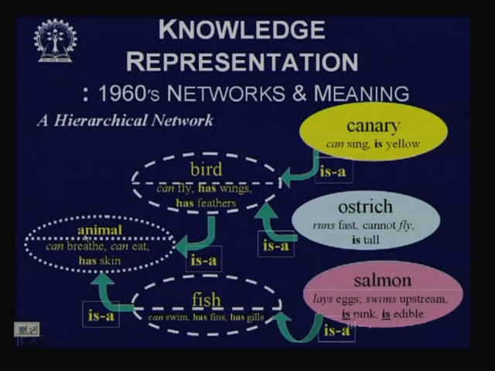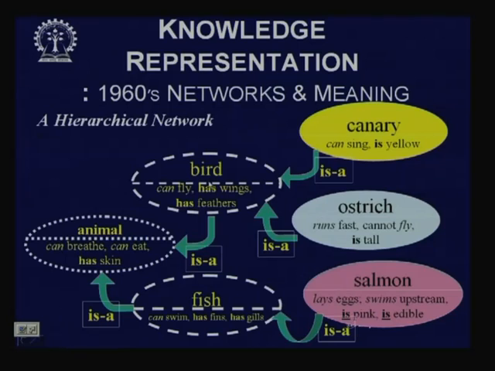Now look at these parts. This concept animal is associated with some properties like can breathe, can eat, has skin. Now this can and has are different attributes of this concept animal. Similarly, bird has got some additional attributes, can fly, has wings. I cannot say that all animals have wings, because all animals will not have wings, but bird has: can fly, has wings, has feathers. Similarly, if we look at this concept fish, we have got some additional attributes like can swim, has fins, has gills, etc. And fish is a animal.